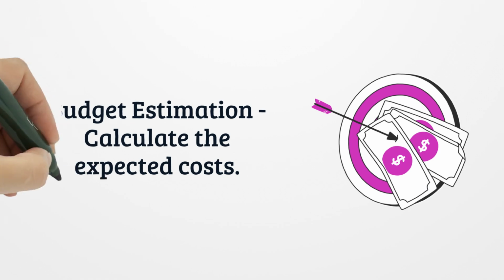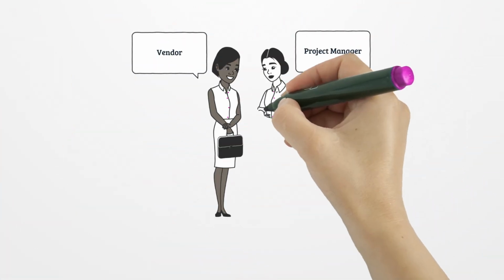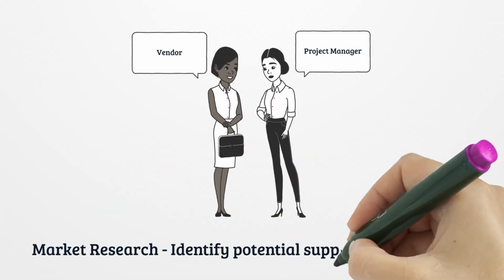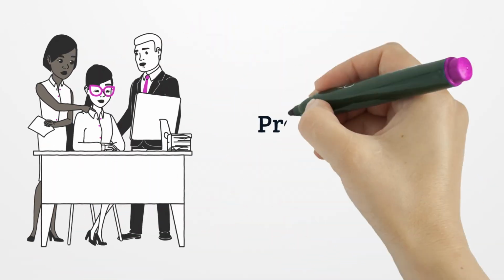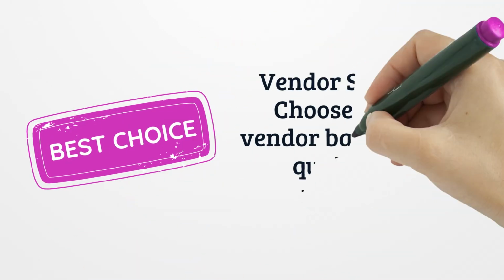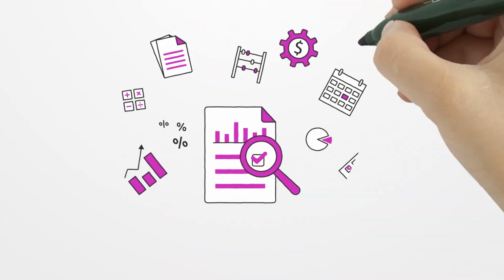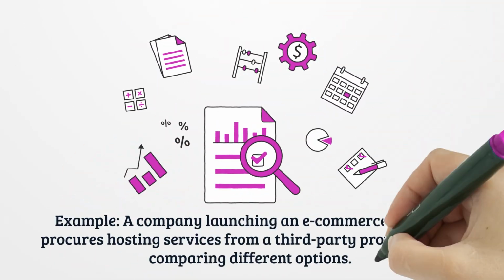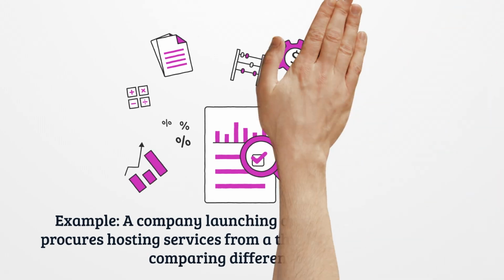Budget estimation. Calculate the expected costs. Market research. Identify potential suppliers and vendors. Request for proposals, RFPs. Gather bids from multiple vendors. Vendor selection. Choose the best vendor based on cost, quality, and reliability. Example: a company launching an e-commerce website procures hosting services from a third-party provider after comparing different options.